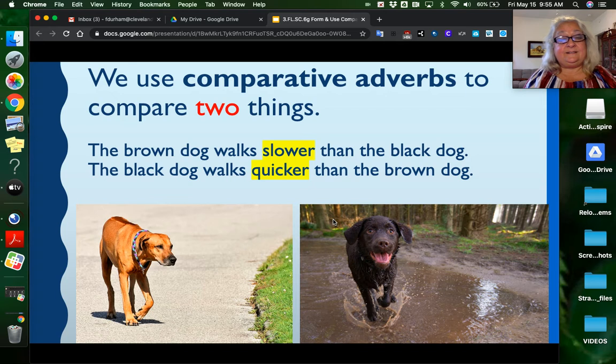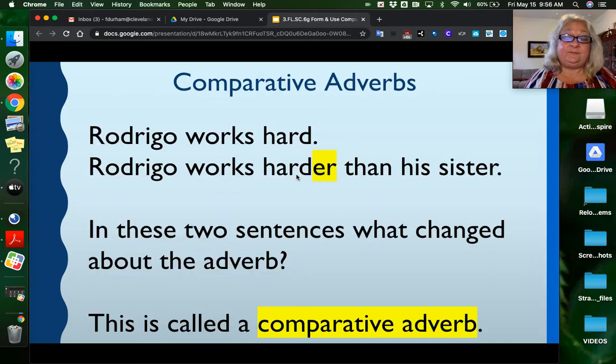These are the two sentences I came up with. The brown dog walks slower than the black dog. The black dog walks quicker than the brown dog. Both of these describe the word walks. Slower and quicker are both adverbs. They are comparing the two dogs, so they are comparative adverbs.